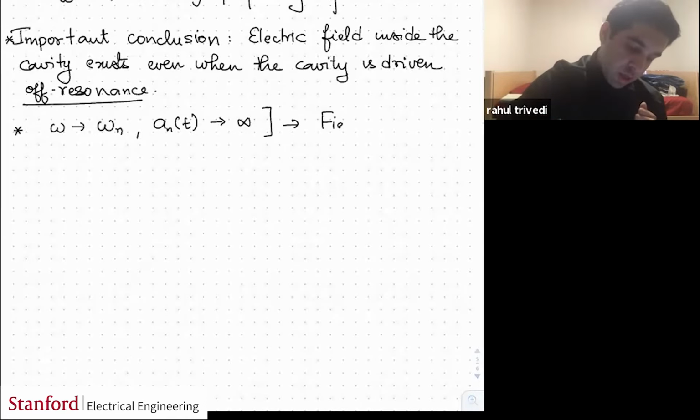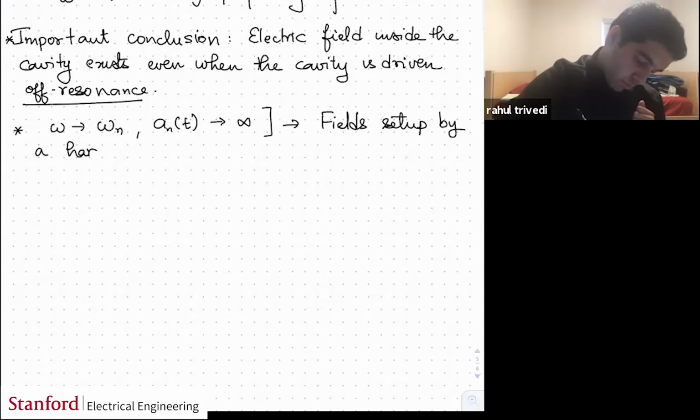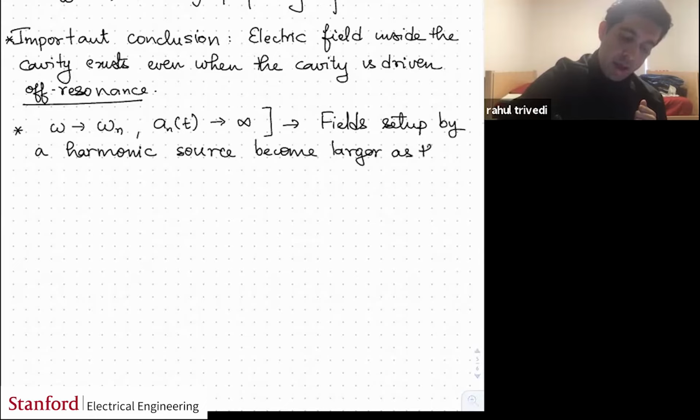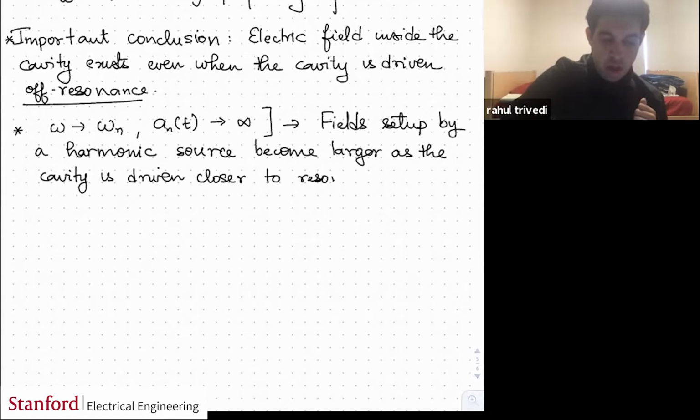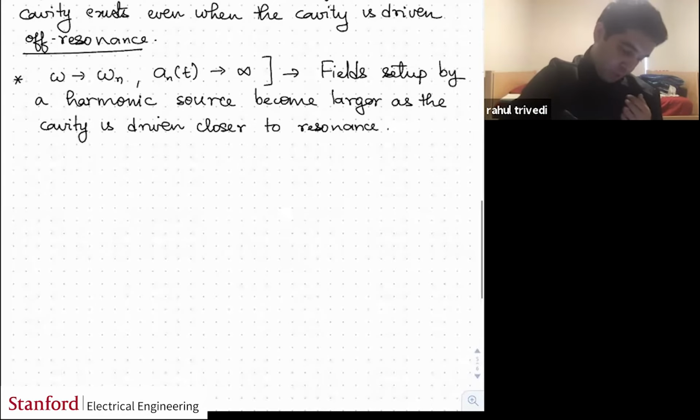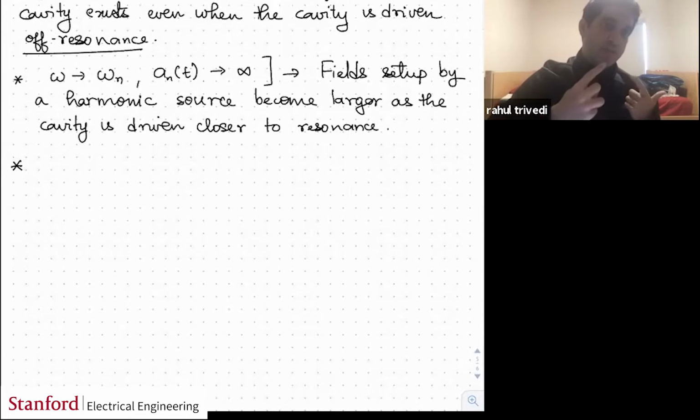So the fields set up by a harmonic source become larger as the cavity is driven closer to resonance, right? Which is again something that you would intuitively expect. Now, there is a very interesting property of these lossless cavities. Instead of looking at the electric field, let's look at a metric related to energy, right? So let's look at how much power my source delivers to the cavity on average, right?